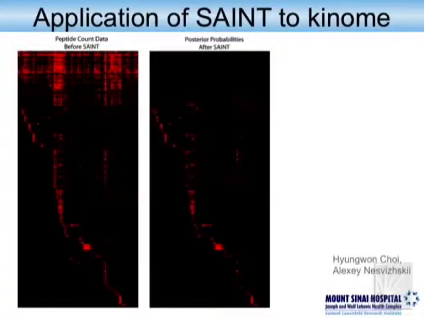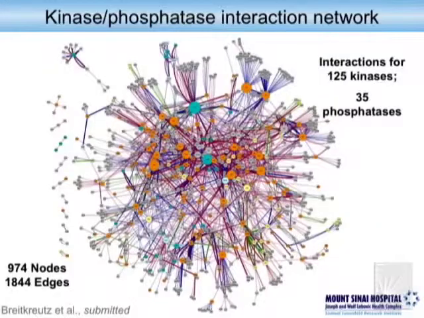And this was actually the spectral count matrix prior to removal of the contaminants with SAINT, and this is what happens after. So most of these contaminants were removed. So from our 38,000 raw interactions, we distilled a network of roughly 1,800 interactions with about a sixth of the yeast genome. So this is an interaction network for 125 kinases and 35 phosphatases, and I'm not expecting you to be able to see any of that.